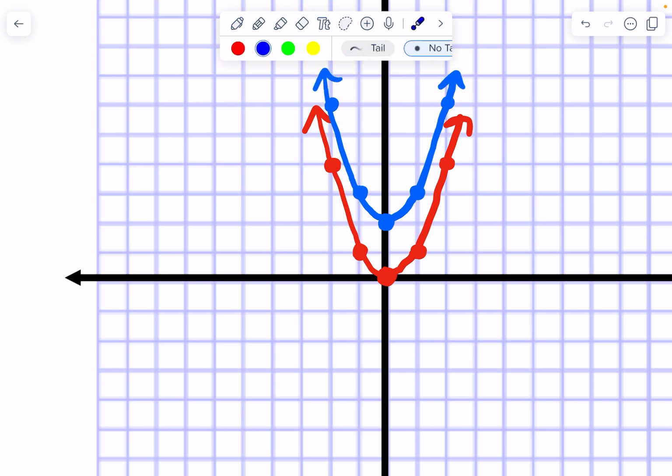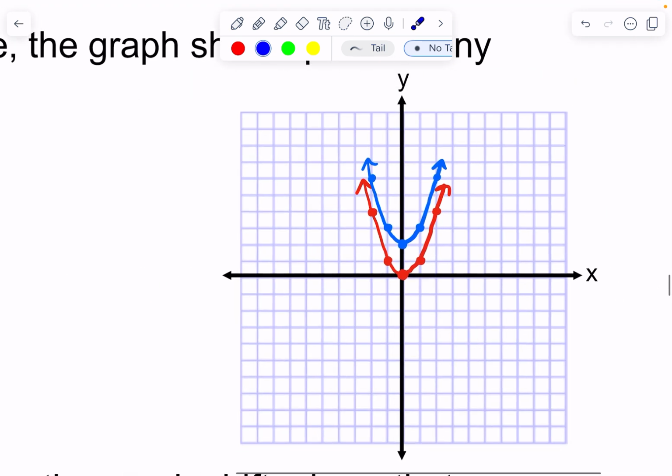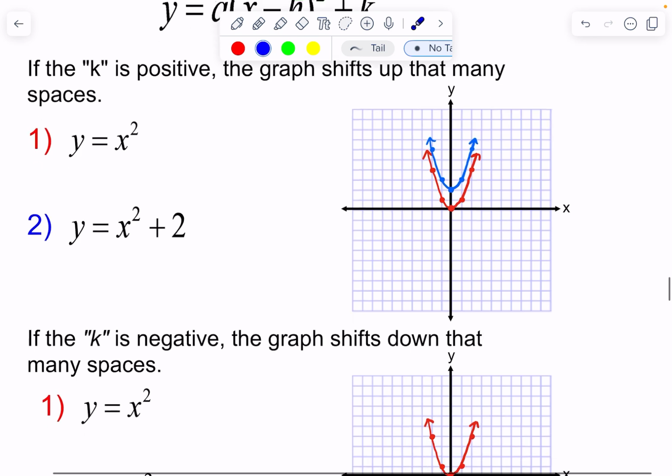So with our pointer, we literally took this point and went up 1, 2. Each of these points went up 1, 2. And that's a vertical shift, a k of 2.